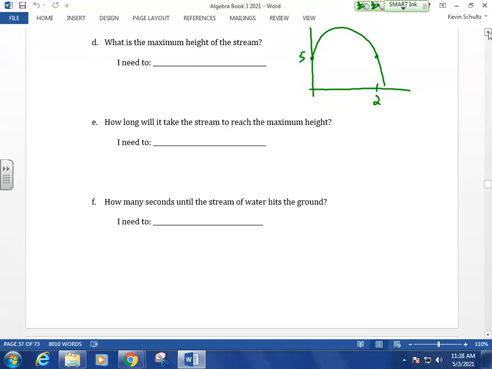I don't know. Okay, I heard someone say the vertex, right? And our clue here is the maximum height. Now, if we're looking for the maximum height, the vertex has 2 parts to it, right? There's an x value and a y value. Which one do we care about? If we're looking for the maximum height, which variable is going to tell us the height of the water at the vertex point? X or y?